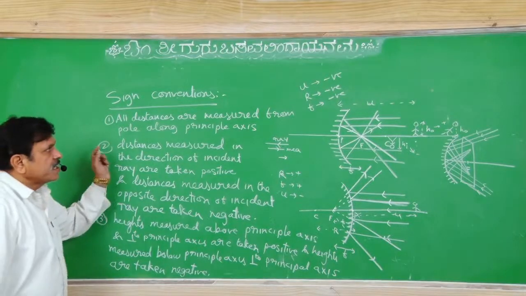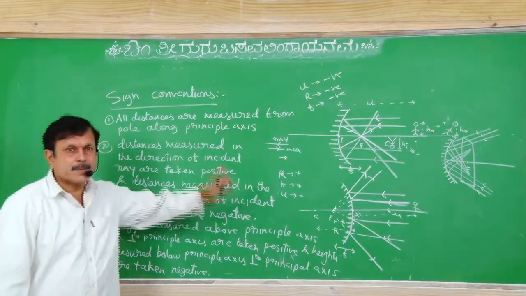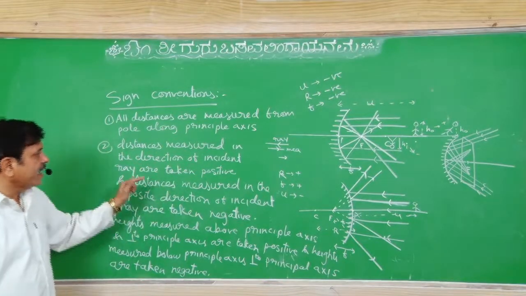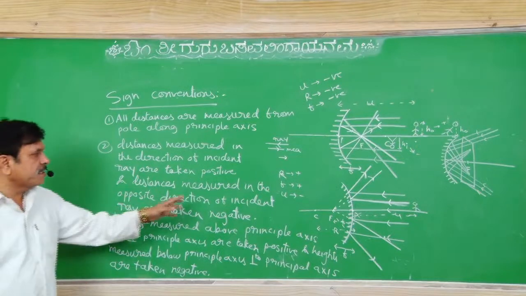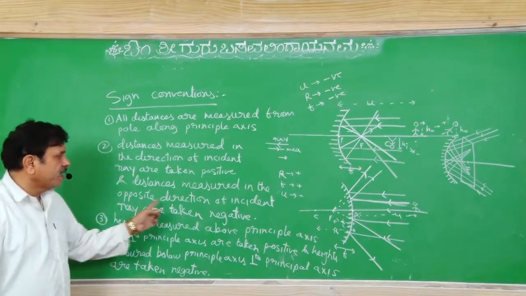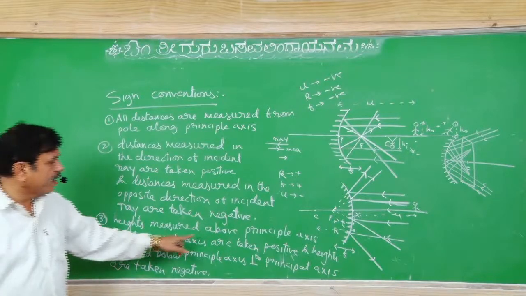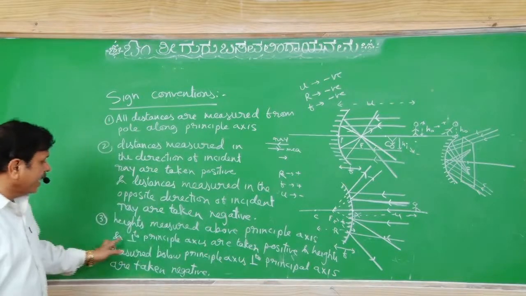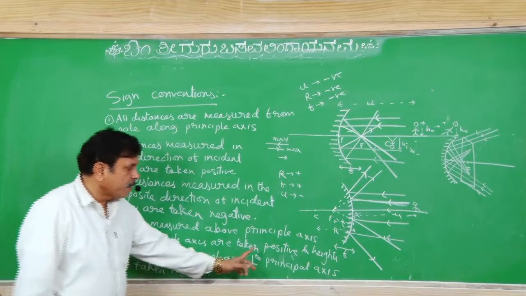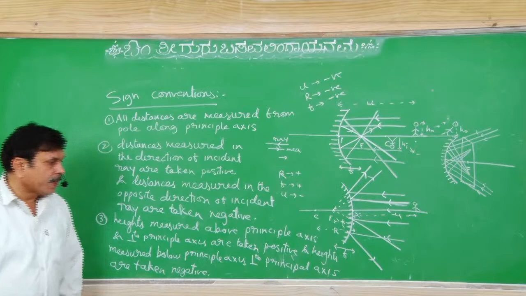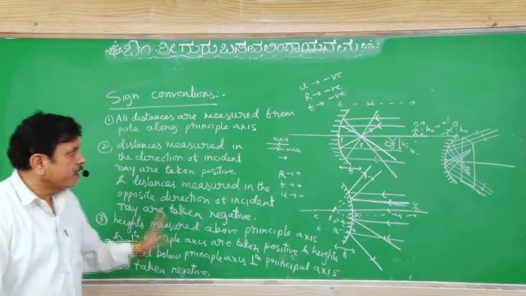All distances are measured from pole along principal axis. Second, distances measured in the direction of incident ray are taken positive, and distances measured in the opposite direction of the incident ray are taken negative. Third one, heights measured above principal axis and perpendicular to principal axis are taken positive, and heights measured below principal axis and perpendicular to principal axis are taken negative.